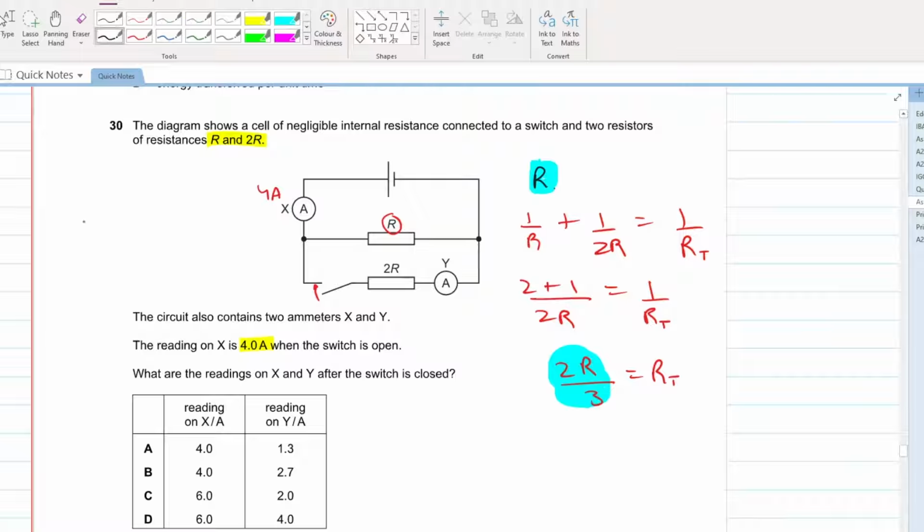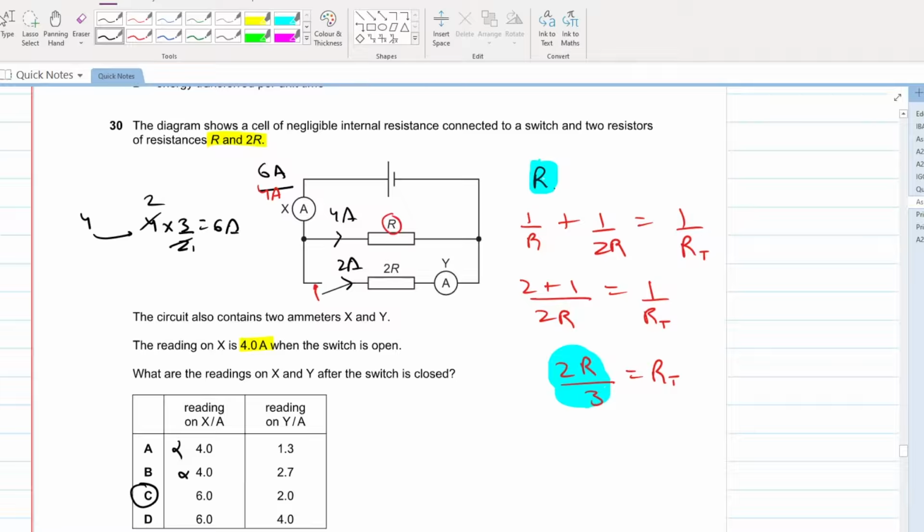Your current will increase by a factor of 3 over 2. It was initially 4 ampere. Now it will become 4 into 3 over 2, that is 6 ampere. Options A and B will get cancelled out. You also have to calculate the reading on Y. If this has become 6 ampere, can you realize that current flows more through the path of least resistance? So a 4 ampere current will flow here, 2 ampere will flow here. C is your answer.